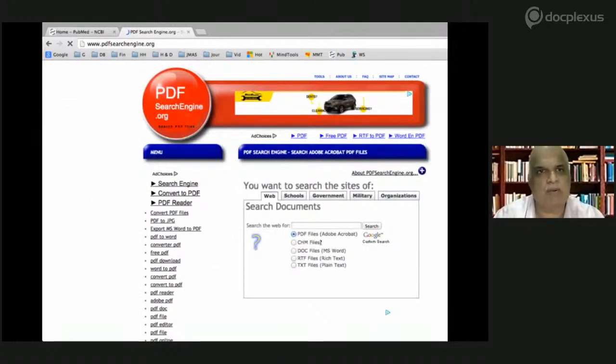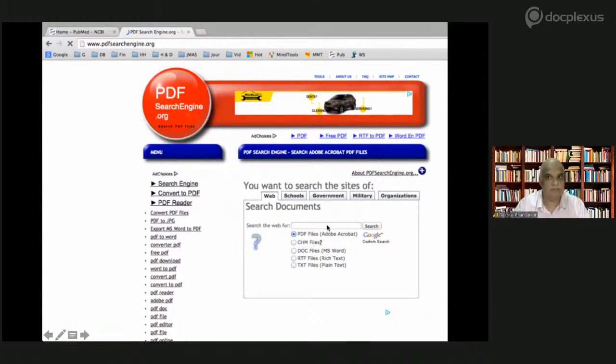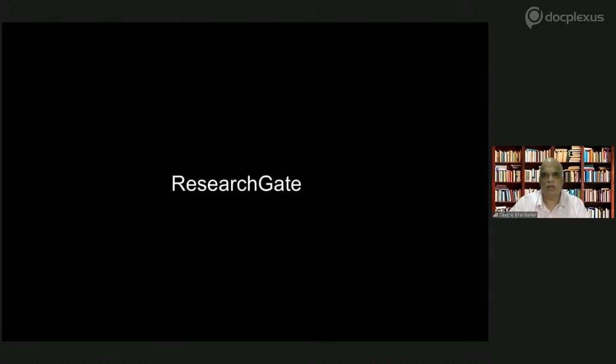So this is one example, pdfsearchengine.org. Here you do not put in the keywords. You need to be able to put in the title of the paper, because that is how this will search. This is not like Google that it will search by the keywords that you put in. You need to copy paste the title of the article into this, and if there is a PDF or a free to download PDF available somewhere, this would find it for you and you will be able to then download and look for it.